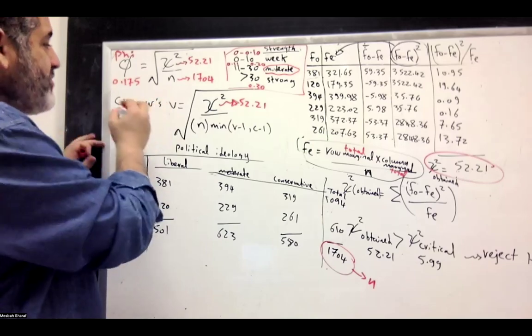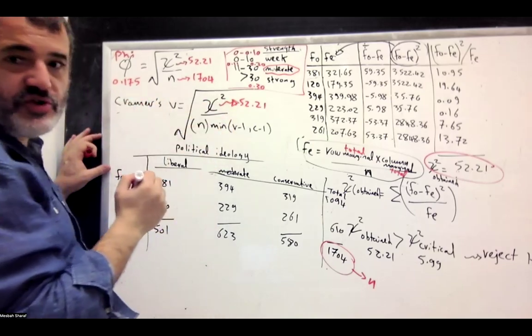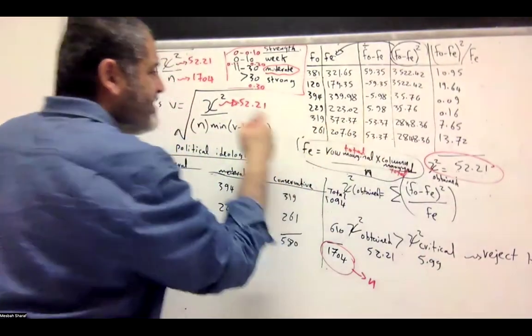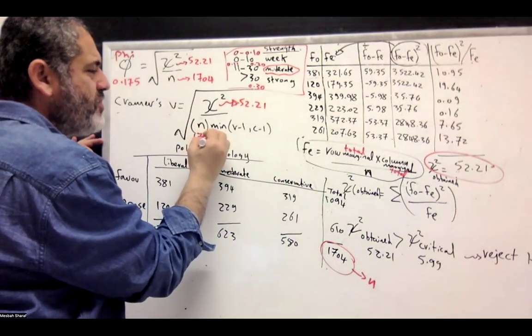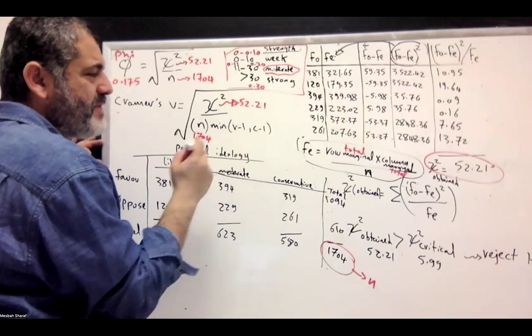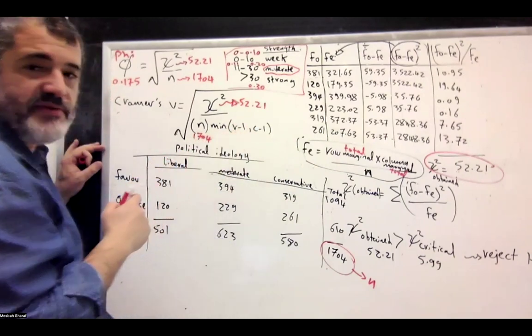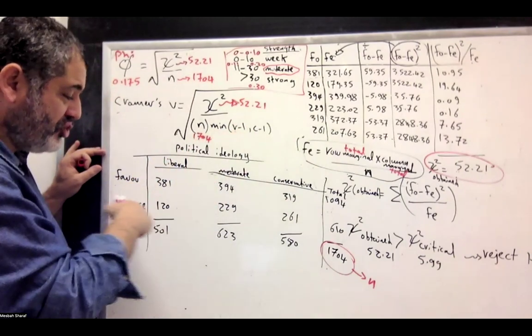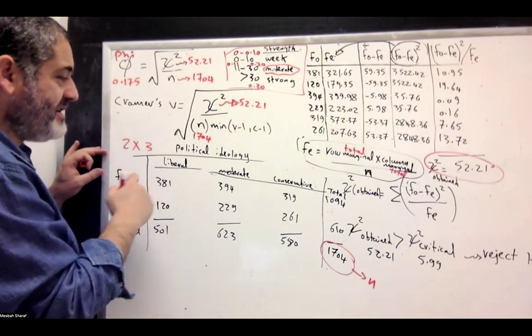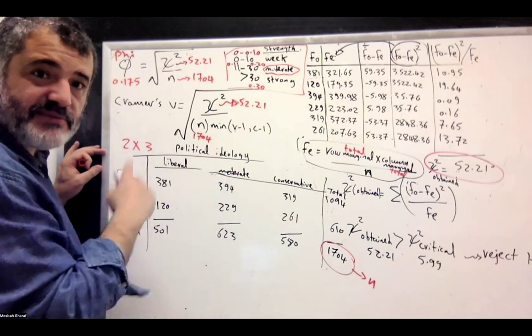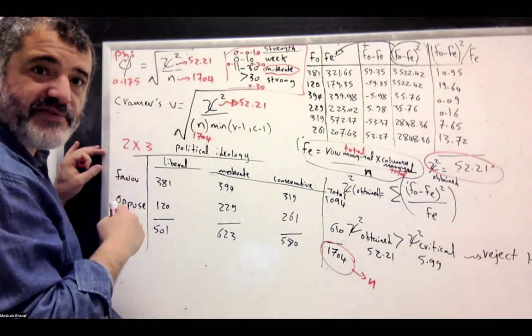Anyway, same idea for Cramer's V. I'm going to substitute the chi-square obtained, which you already calculated. N is given to be 1704. The second part of the formula is R minus 1. So if you recall, we have two rows, so this is a 2 by 3 table. That table, we call it bivariate because we have two variables.